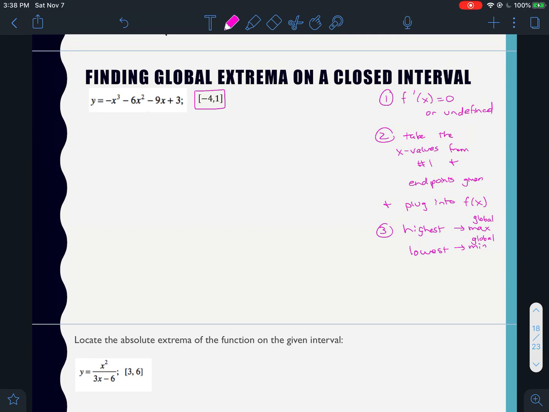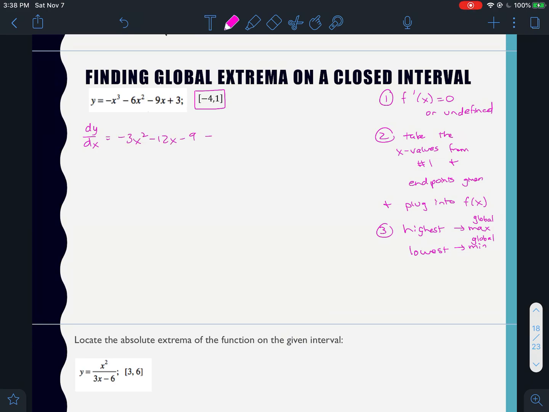Figure out where the derivative is equal to 0 or undefined, and those are your critical numbers. And then you're going to take your critical numbers and the endpoints and plug them all back into the original function. The highest value you get is going to be the global maximum, and the lowest value you get is going to be the global minimum.